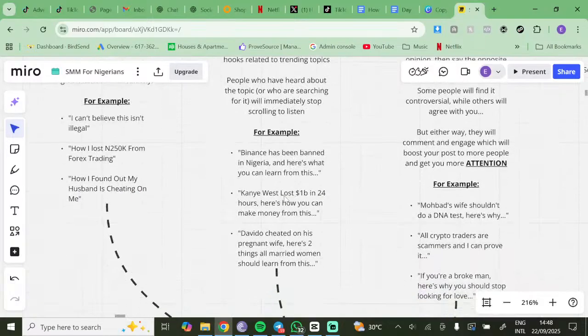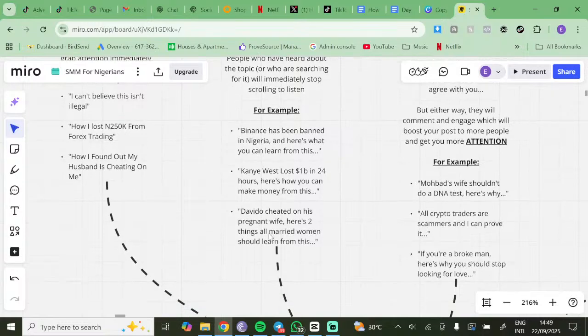So I'll give you some examples. For you guys here who know crypto, there was a time that Binance got banned in Nigeria and the news was viral, it was everywhere. So imagine if you're selling a crypto course and you say something like, Binance has been banned in Nigeria and here's what you can learn from this. It would grab the attention of everybody who's interested in crypto, right?